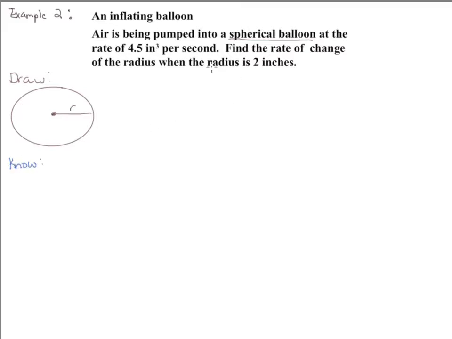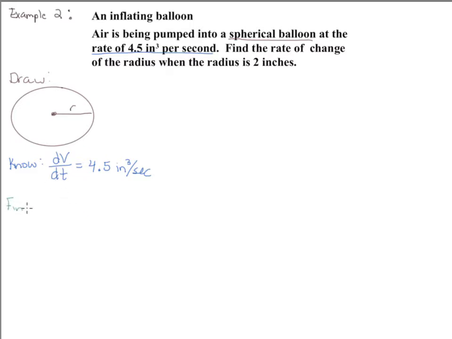Well, I was given that we're pumping air into the balloon at a rate of 4.5 cubic inches per second. So filling up the balloon, that's volume. And this is the rate in which the volume is changing. So I would identify this as the derivative of v with respect to time is equal to 4.5 cubic inches per second. Don't forget your units of measurement.